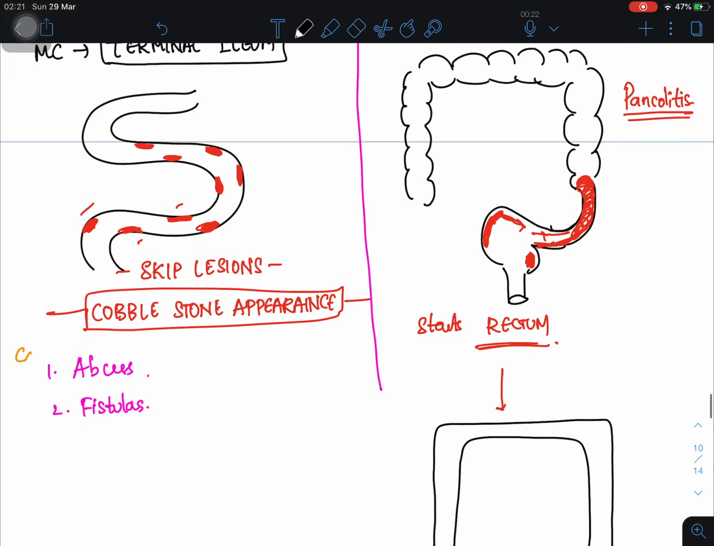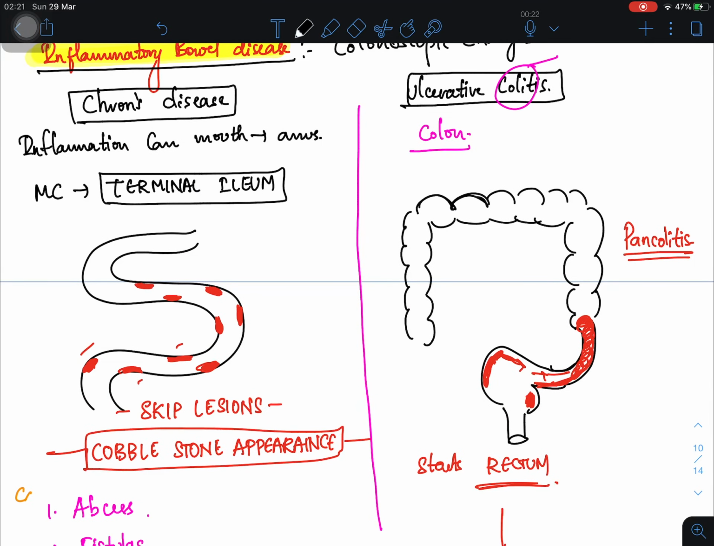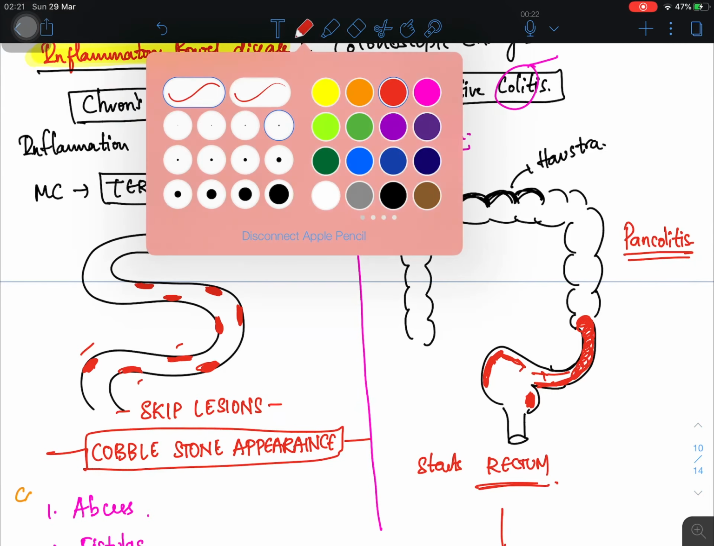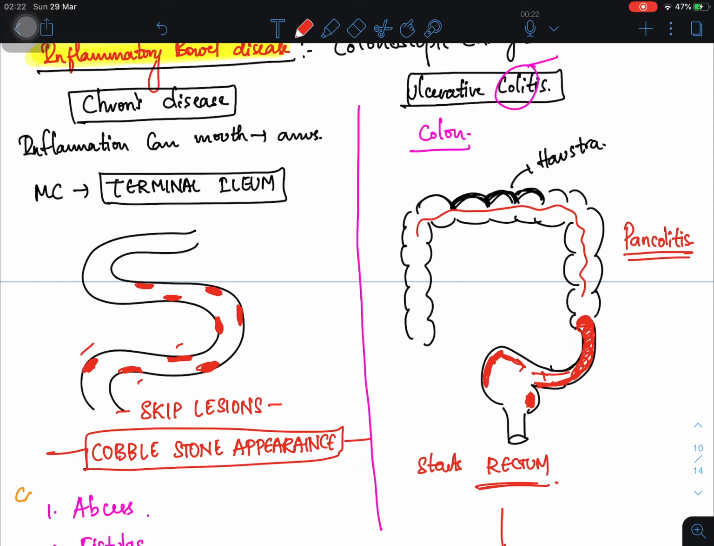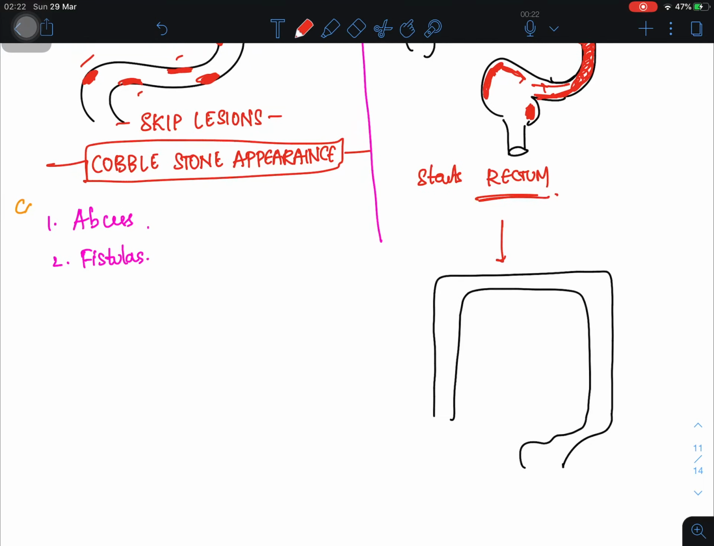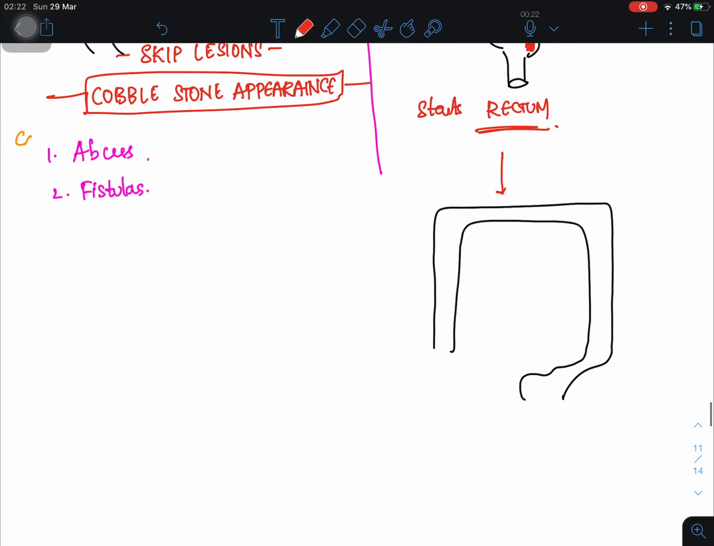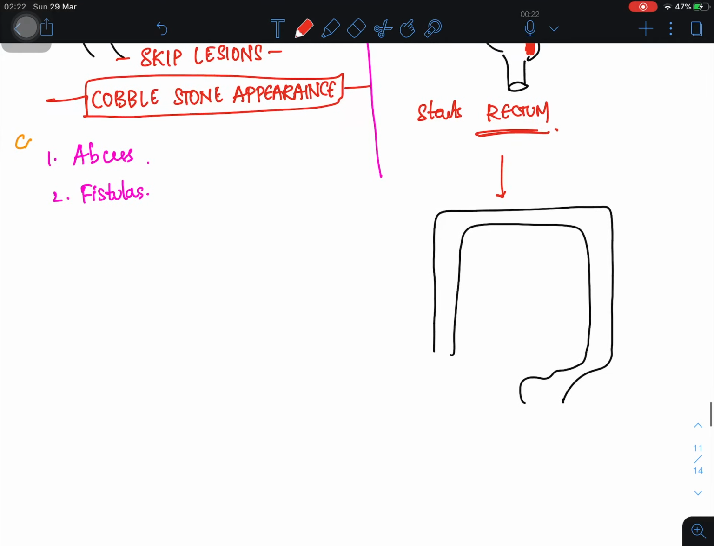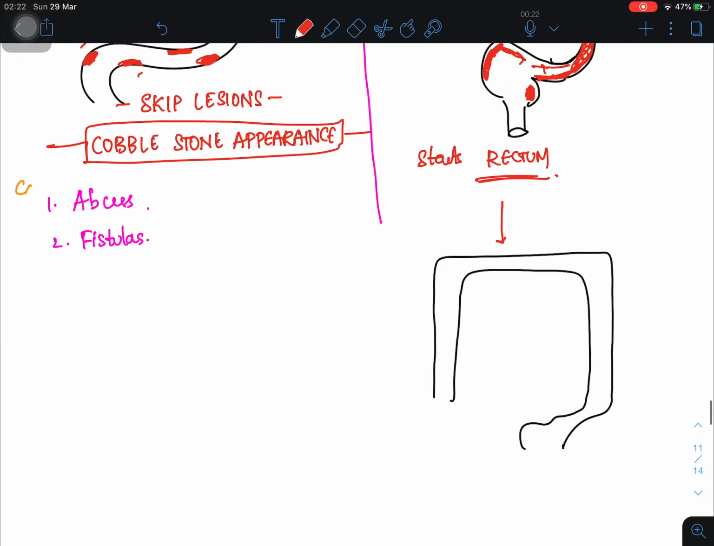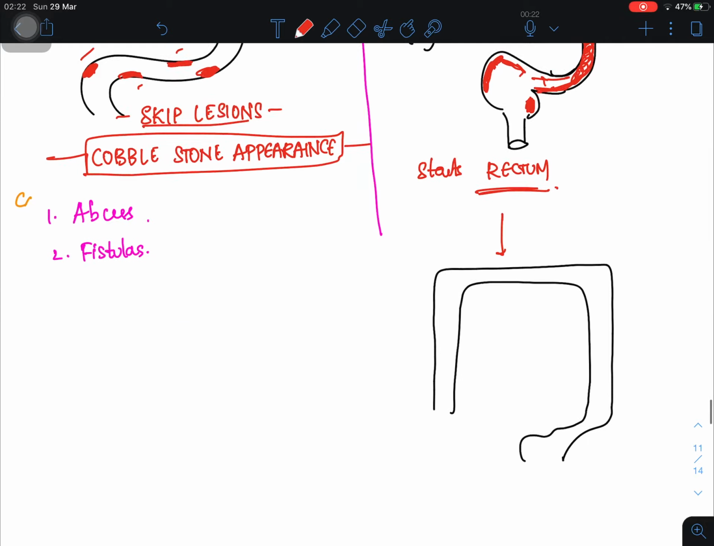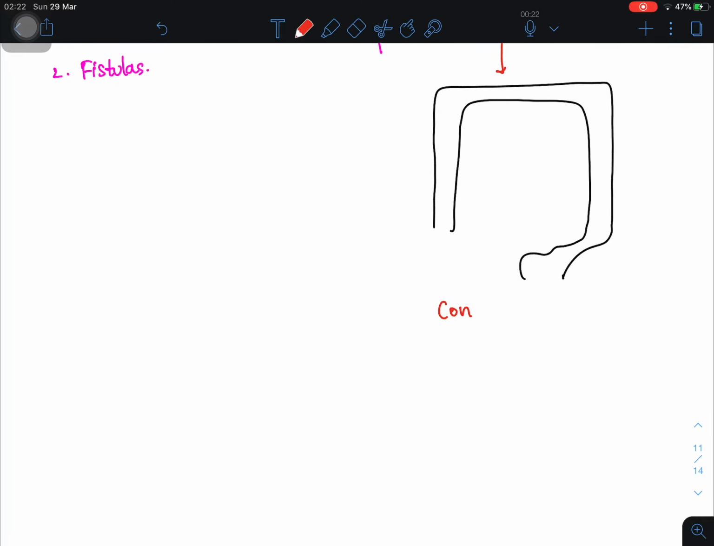Now these depressions, these invaginations which you can see here, are called haustra. As there is inflammation everywhere in the colon, the haustra are lost. Why? Because the inflammation in the colon is continuous. So in Crohn's I call them skip lesions, but here I should call them continuous lesions.